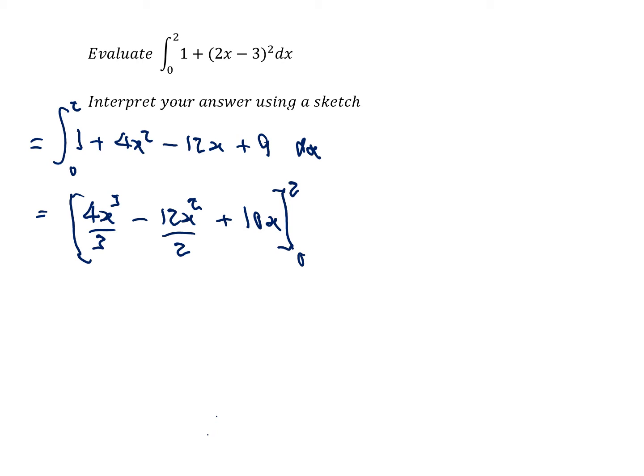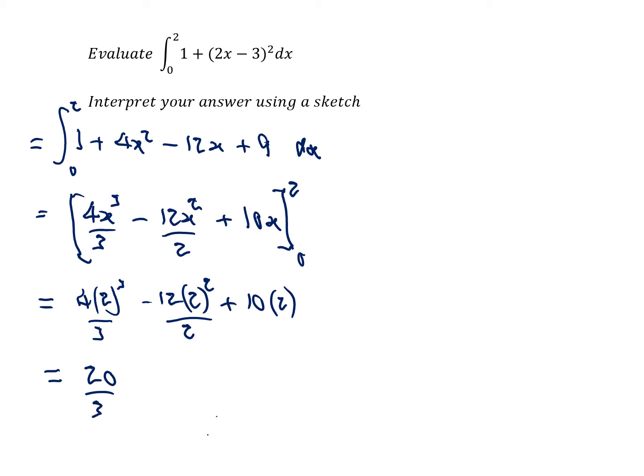This is a definite integral. When I substitute the upper limit, 2, into here, I get 4 times 2 cubed over 3 minus 12 times 2 squared over 2 plus 10 times 2. And then when I substitute the lower limit of 0 in, I just get 0. So putting that all together gives me an answer of 20 over 3, which is the same as 6 2/3.